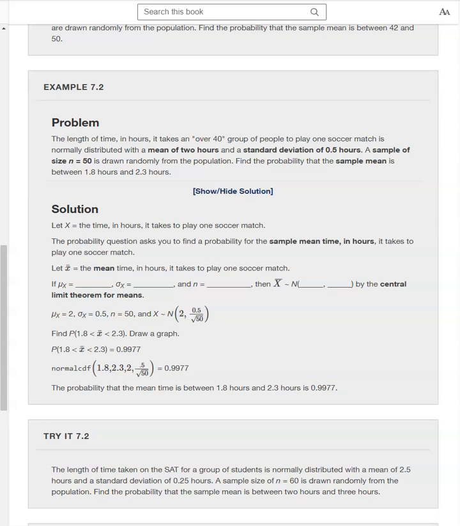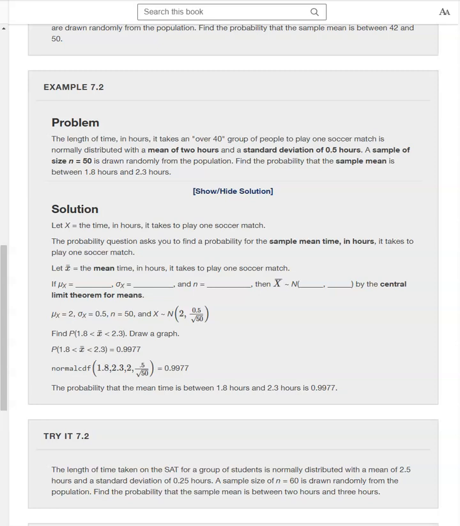Okay, so this problem here says that the length of time in hours it takes an over 40 group of people (I would be in that group, sadly) to play one soccer match is normally distributed with a mean of 2 hours and a standard deviation of a half hour. A sample of 50 is drawn from the population. Now that's 50 people drawn randomly from the over 40 group. Find the probability that the sample mean is between 1.8 hours and 2.3 hours.